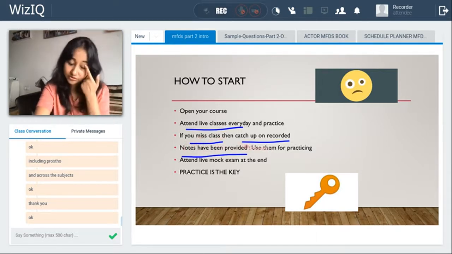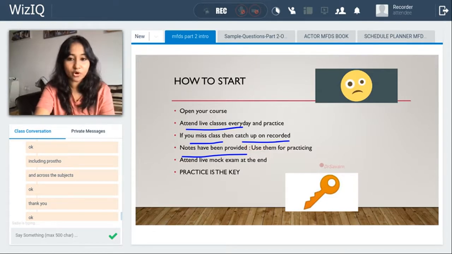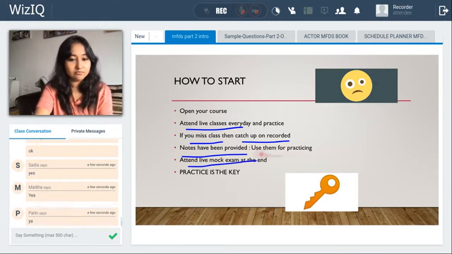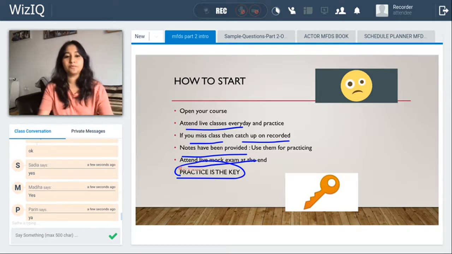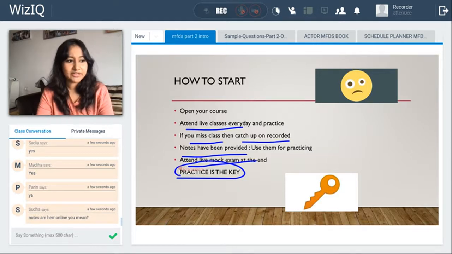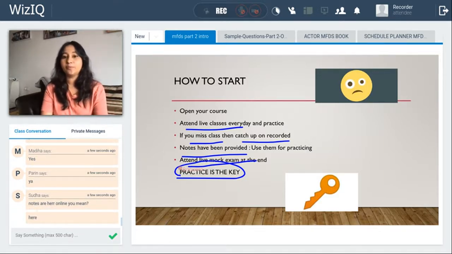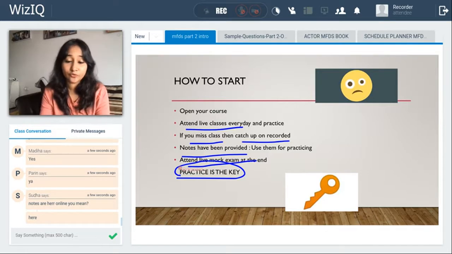Notes, have you all got your notes? And a mock exam at the end. Practice is the key, guys. People ask me how many OSCEs we are supposed to practice every day. In the beginning, you can start with approximately 5 to 6 OSCEs. But if you are doing one OSCE, make sure you are really good at it. For example, if you are starting with high spots, practice it at least 3 to 4 times until you are good at it.